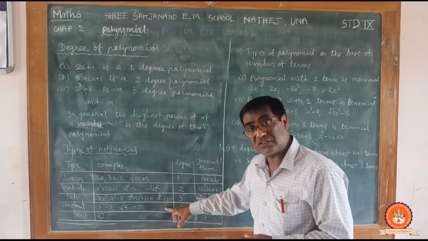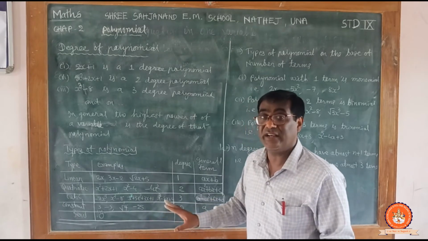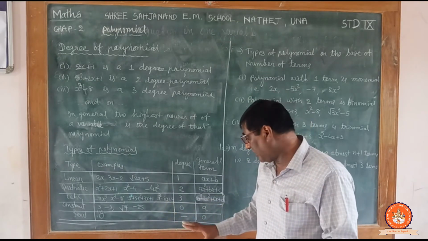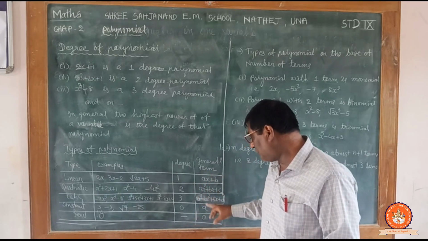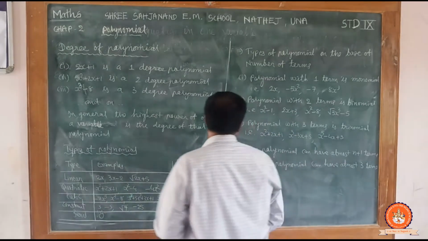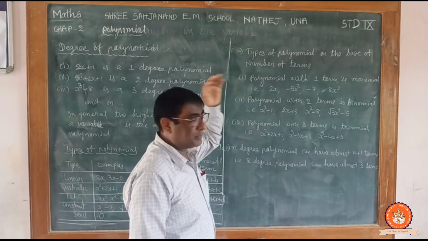They are known as constant polynomials, and their degree is 0. But the zero polynomial, which is 0, has no degree at all. Its form can be written as 0. Okay. Now, types of polynomial on the basis of number of terms.